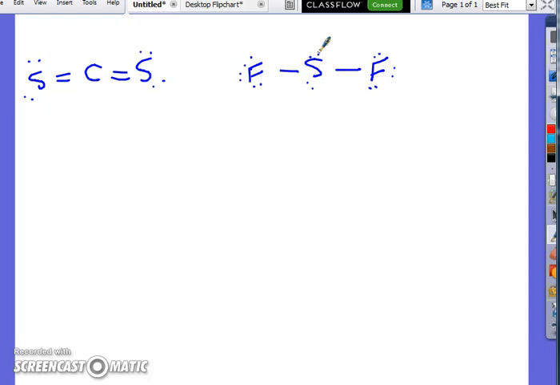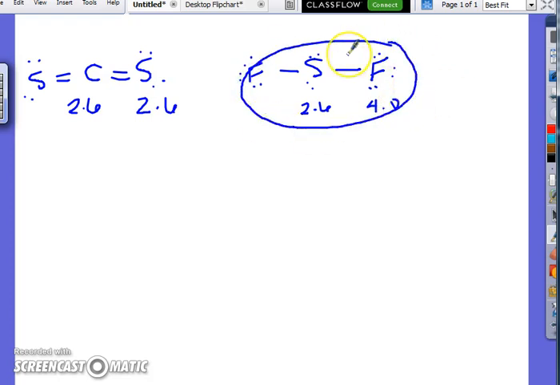So in this case, the one that's going to be more polar, odds are it's going to be the one with the fluorine in it, right? Because that's the most electronegative element. They're both linear, so that doesn't help me. I can look at my electronegativities though. Carbon is 2.6, sulfur is 2.6, and obviously there's a bigger difference here, where this is 4.